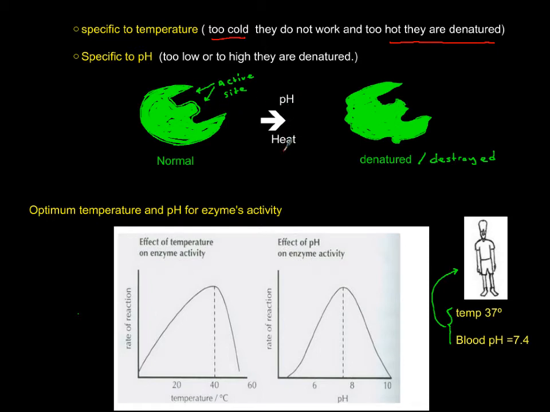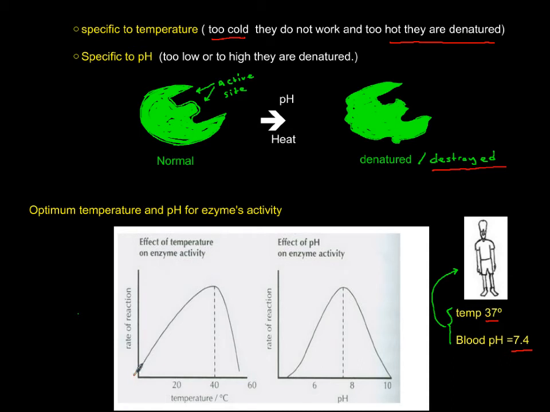When the pH and heat are not normal, it gets denatured. Denature means it's destroyed. It's ineffective. You cannot use it again. So what is the optimum temperature and pH that you need to remember for enzyme activity? If you recall our body, the normal temperature is about 37 degrees Celsius. The pH of blood is about 7.4. And those are good numbers to remember as your optimum.